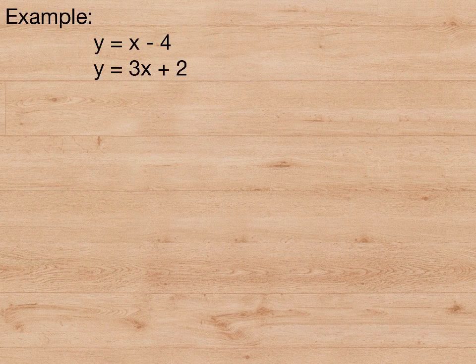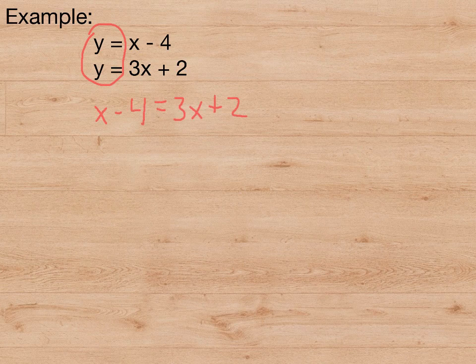Our first example, we have y equals x minus 4 and y equals 3 times x plus 2. Notice here that both sides equal y. So what we can do is we can say that x minus 4 equals 3x plus 2.